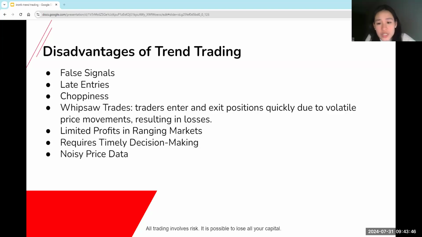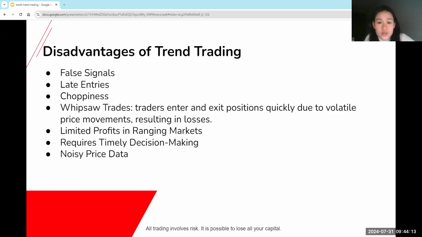Trend trading might struggle to generate profits in markets that lack a clear and sustained trend, since traders may get caught in range-bound price movement. It also requires timely decision making, identifying the start and end of trades accurately, and constant monitoring, which might not suit all traders' lifestyles or availability.